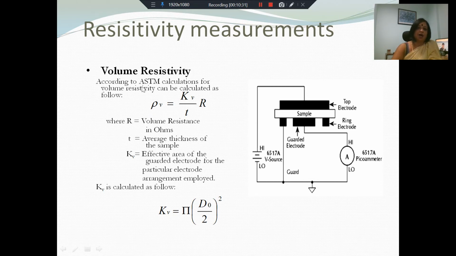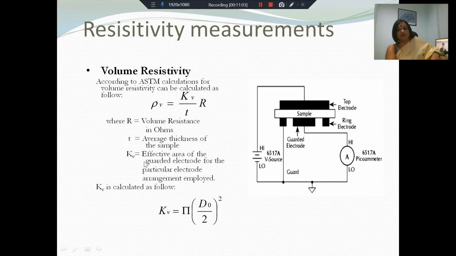be measured. According to ASTM calculations, volume resistivity can be calculated as rho_v = kV R / T. R is the volume resistance here in ohms, as opposed to the surface resistance in the previous slide. T is the average thickness of the sample. Remember, a sample may not be uniformly thick, so you might have to take thickness measurements over various points and take an average, because the thickness of the sample will decide the resistance that you have in the direction of the flow of current.